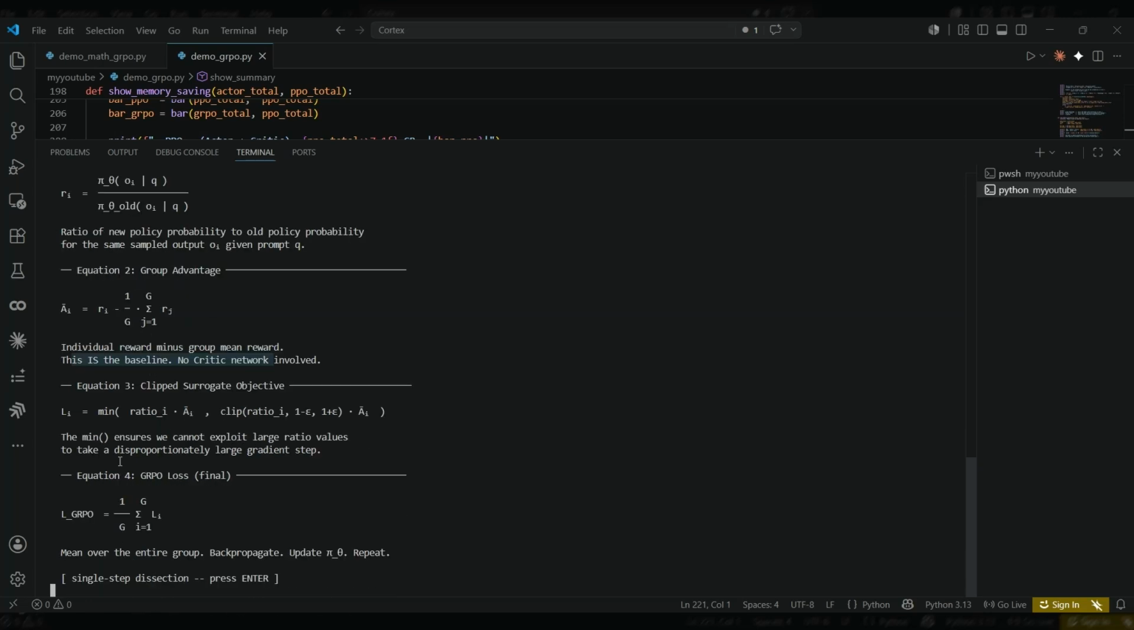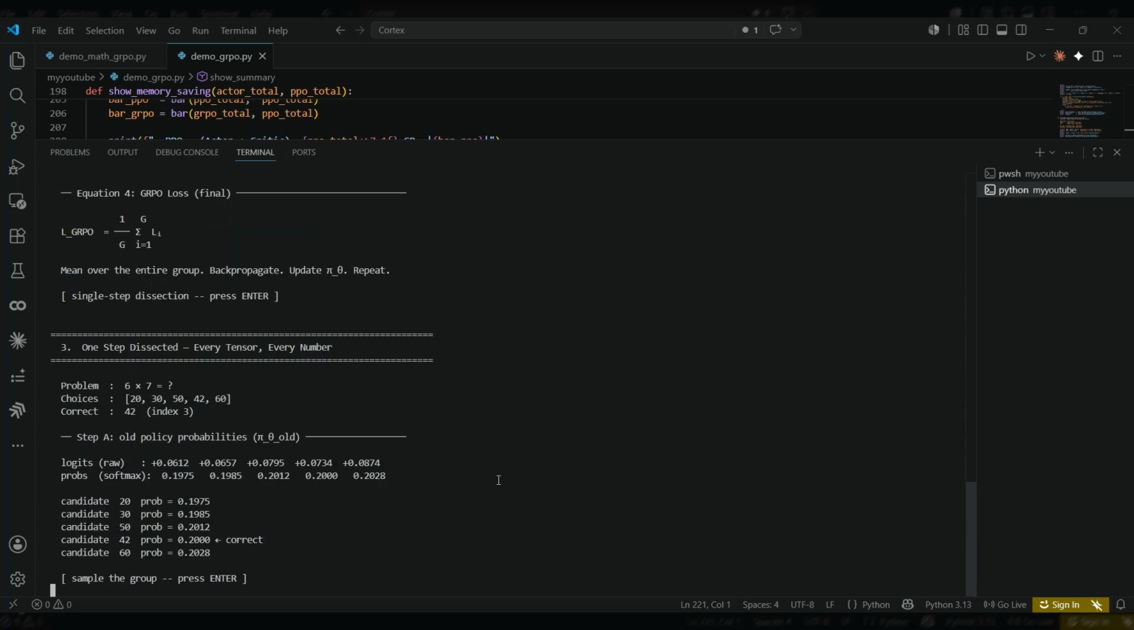Third, the clipped surrogate objective, where the minimum ensures that we cannot exploit large values, within the range 0.8 to 1.2 which I mentioned. Then the last one is the GRPO loss, meaning the mean over the entire group. We backpropagate and update the values. So this is the loss, and this is what gets updated during backpropagation.